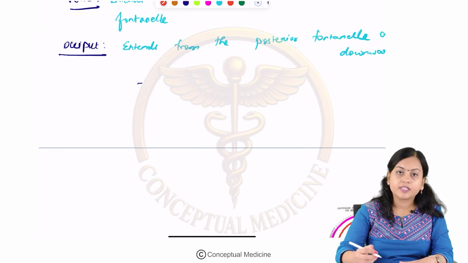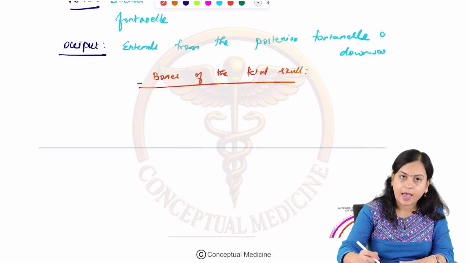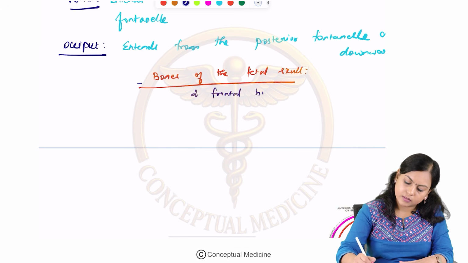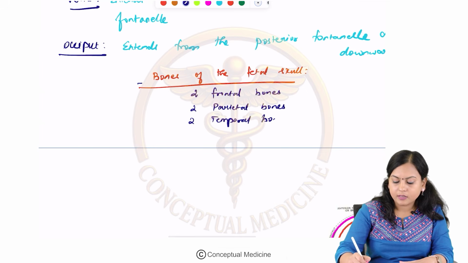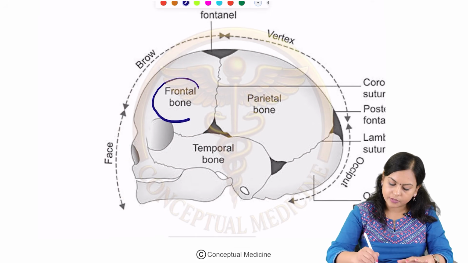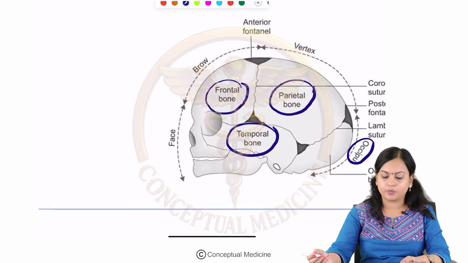Now if we see the bones of the fetal skull, we have two frontal bones, two parietal bones, two temporal bones and one occipital bone. Understood? These are the bones. You are able to see the frontal bone, parietal bone, temporal bone and the occiput.